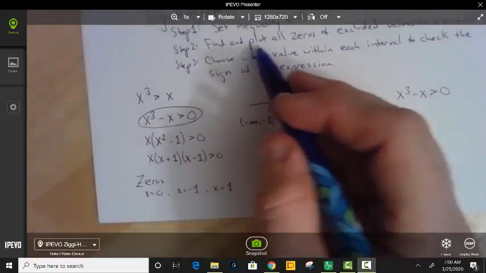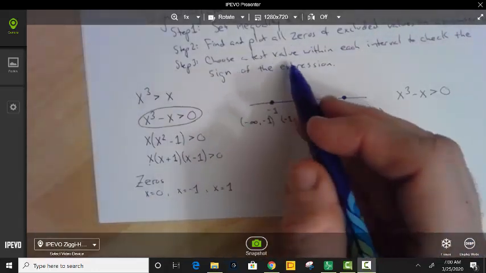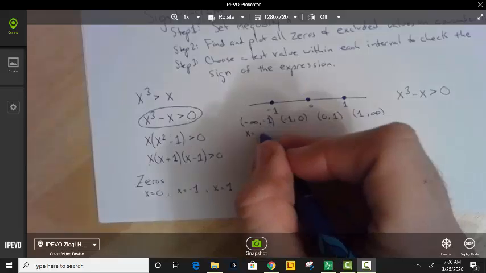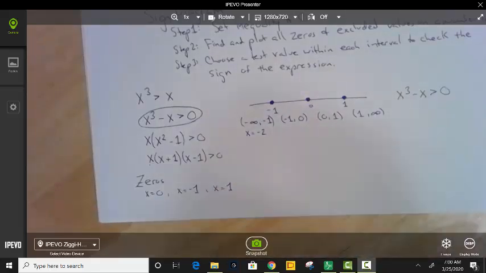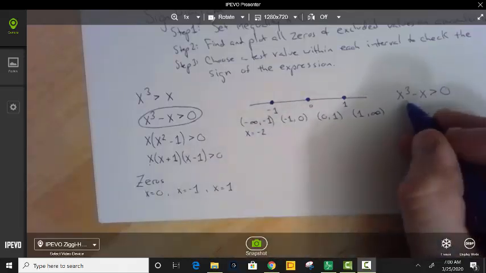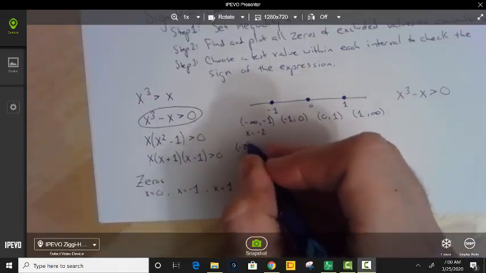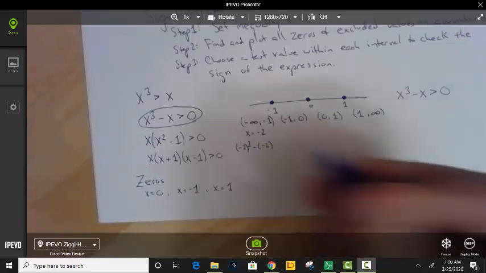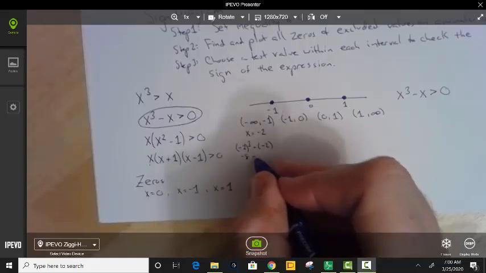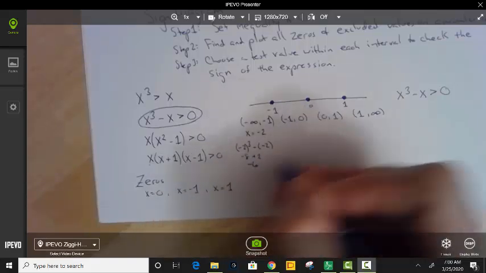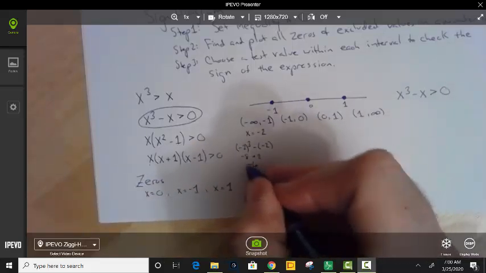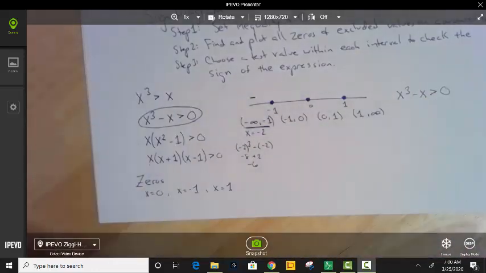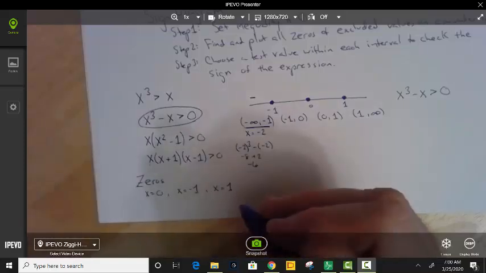So now we've plotted and we found the excluded values on the number line. We're going to choose a test value within each interval to check the sign of the expression. So between negative infinity and negative 1, we're just going to pick a number, negative 2. And we're going to plug negative 2 into the expression x cubed minus x. Well, that gives me negative 8 plus 2, which is negative 6. It does not matter what the 6 is. All that matters is on this interval it is negative. So if you pick any number between negative infinity and negative 1, you'll always get a negative answer.